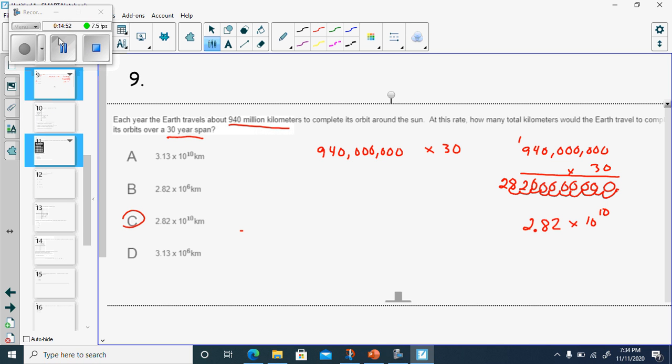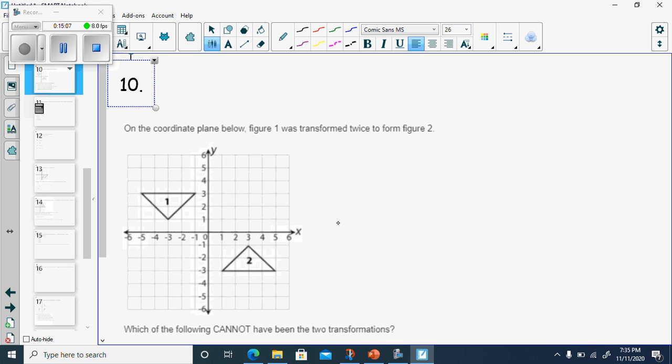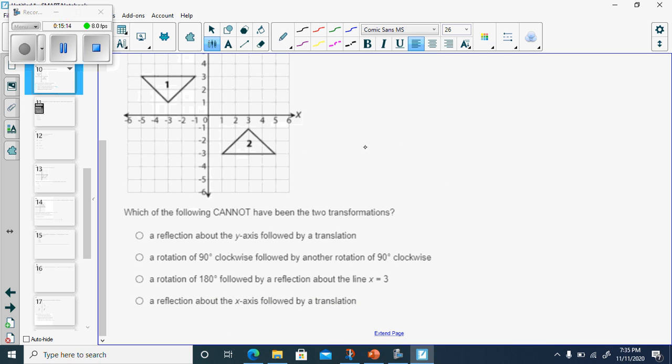Number 10. On the coordinate plane below, figure 1 was transformed twice to form figure 2. Okay, which of the following cannot be the two transformations? All right, let's see what we've got. A reflection over the y-axis. Okay, if I reflect over the y-axis, it's going to look like this. So that's 1 point from. This is 1, 2, 3, 4, 5 from.